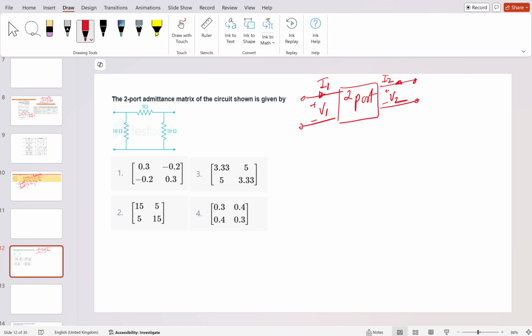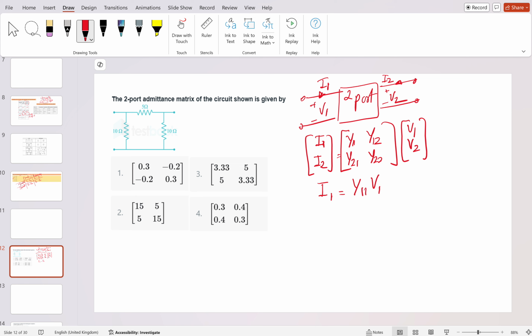So when you form the Y parameter matrix for this two-port network, it will come out to be I1, I2 equal to the matrix Y11, Y12, Y21, Y22 times V1, V2. You can write the input or output parameters in terms of the Y matrix. That is I1 equals Y11 V1 plus Y12 V2, and I2 equals Y21 V1 plus Y22 V2. You just have to find these Y parameters Y11, Y12, Y21, Y22.